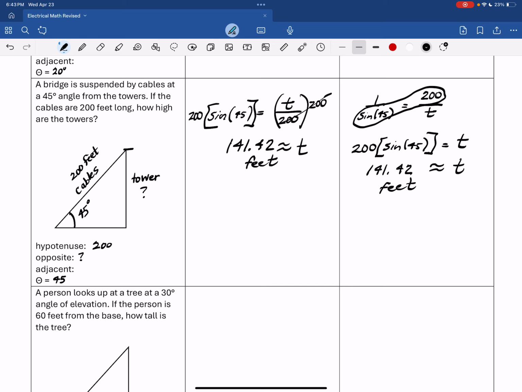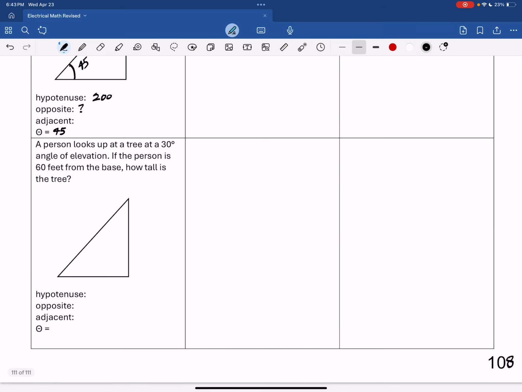And last but not least, a person looks up at a tree at a 30-degree angle of elevation. If the person is 60 feet from the base, oh boy, how tall is the tree?